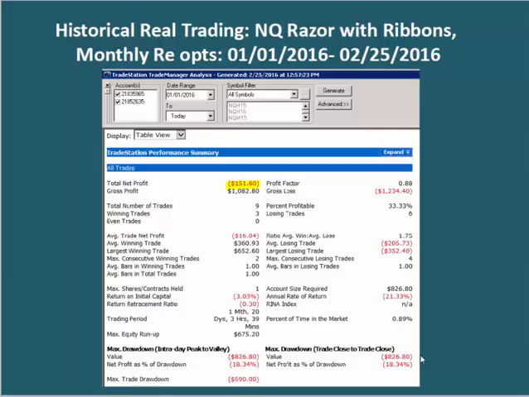I've been in the market less than 1% of the time, and this particular razor with ribbons does have a little bigger stop, but it doesn't participate very much. I mean, you can see it's basically 8 weeks. It's making a trade a week or a little bit better than that.